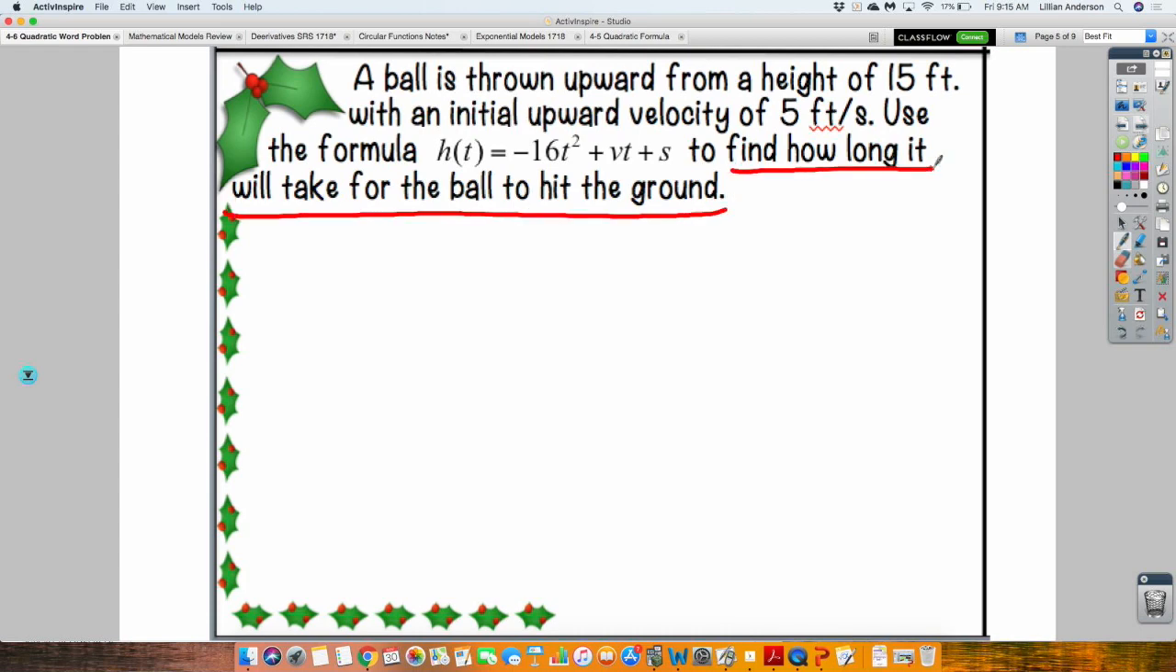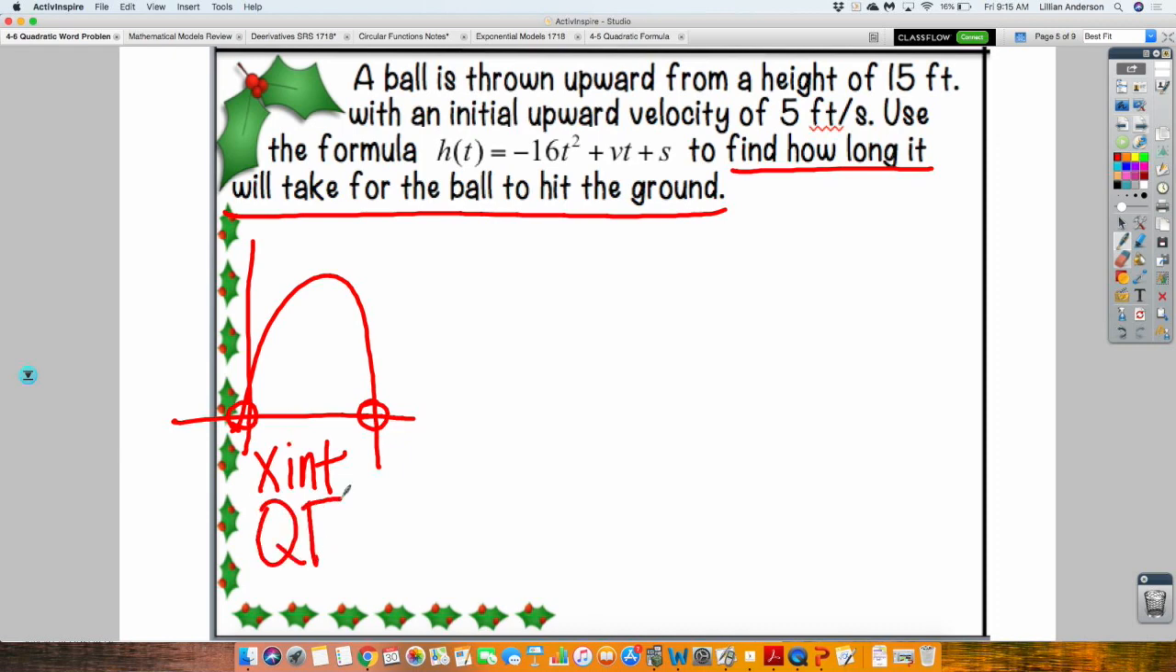What is it asking for? How long will it take to hit the ground? AKA x what? X-intercepts. Which means we have to use what? Quadratic formula. Okay? Told you it's going to be one of those 3 things. Quadratic formula because it's asking you for your x-intercepts. The maximum height, minimum time, y coordinate of the vertex, or how long it takes to reach the maximum. Okay? Do the quadratic formula.